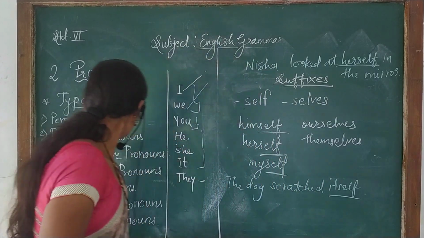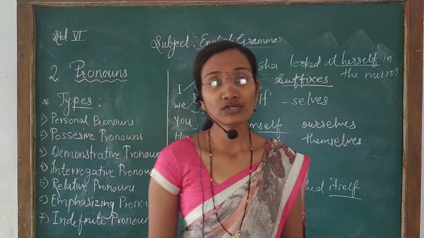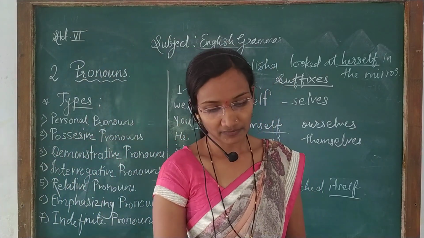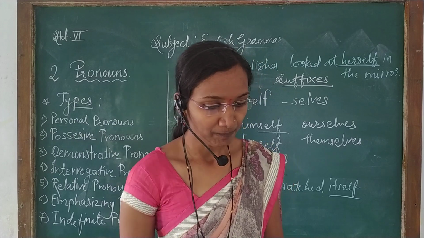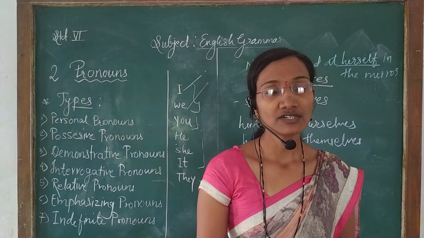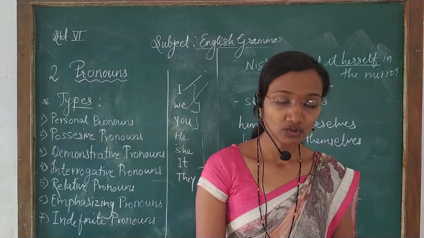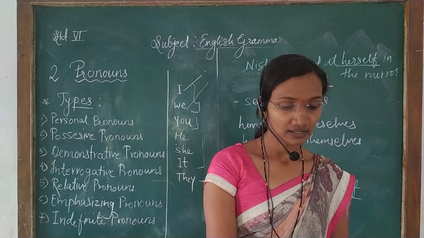Then next one, that is the last one, indefinite pronouns. Okay, do you use the word somebody? Okay, anybody, somebody, then something, okay, then none, some. These words we use, okay, while talking or while writing. That time those words are called indefinite pronouns.